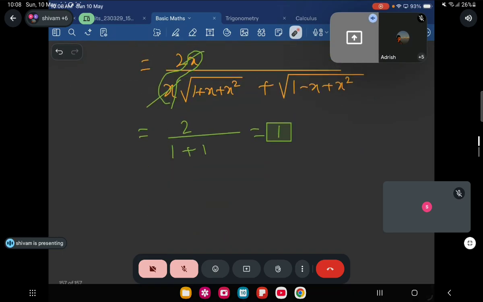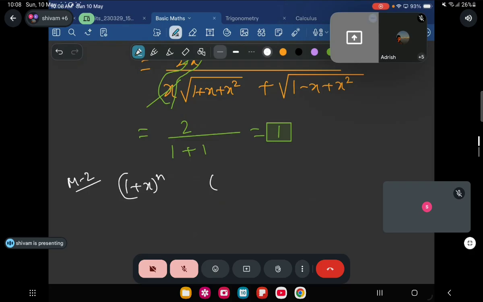Method 2, let me try. I mean it might not work. Okay. Method 2. In strategies to solve, I have taught you what is 1 plus x whole to the power n and what is 1 minus x whole to the power n. Do you remember? Yes or no? So tell me what is 1 plus x whole to the power n?